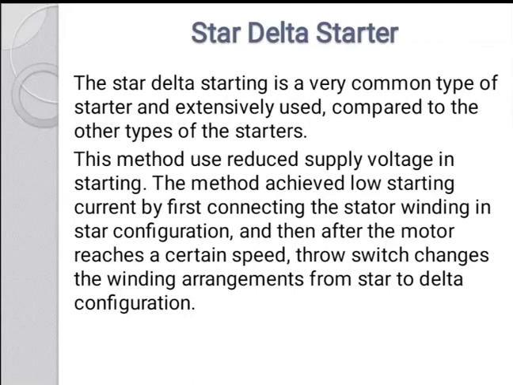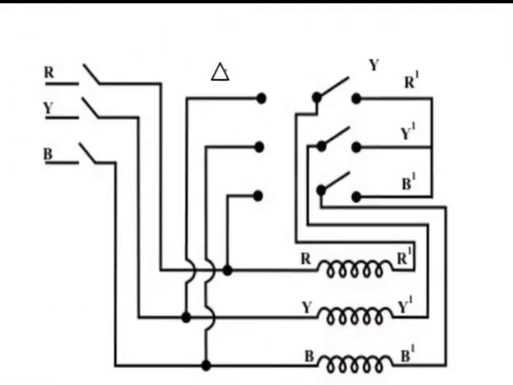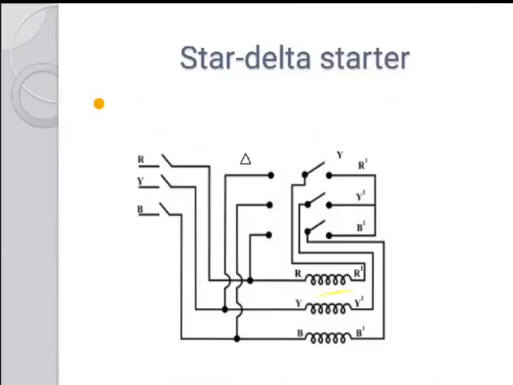In star delta connection, during the starting, a reduced supply voltage is applied, and a low starting current is drawn by connecting the stator windings in star fashion. Once the motor gets to maximum speed, the winding configuration is changed from star to delta, so that the current drawn from the supply is reduced. This is the assembly of the star delta starter, where the windings and switches are shown here. This is a delta arrangement, and these are the switches connected to R, Y, B. Using this arrangement, the star delta starter will work.